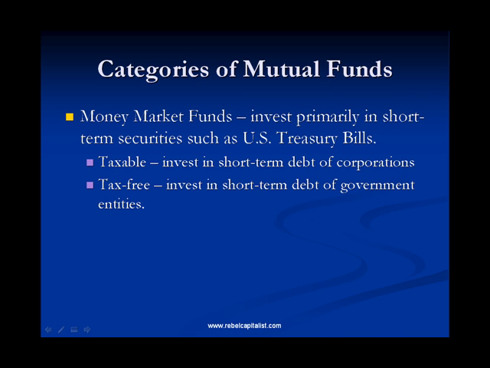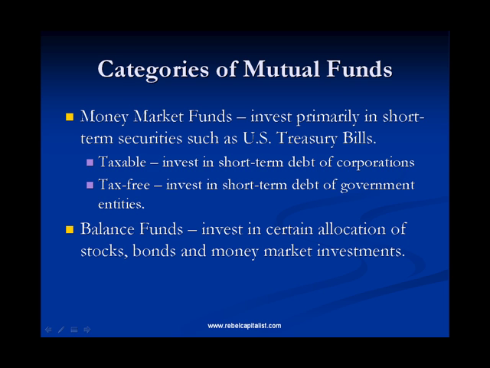The next category is money market funds. Money market funds primarily invest in short-term securities, such as U.S. Treasury bills. You have a taxable money market fund, or it could be a tax-free money market fund. Then you have the next category, balanced funds. Balanced funds invest in certain allocations of stocks, bonds, and money market investments, hence the name balanced.